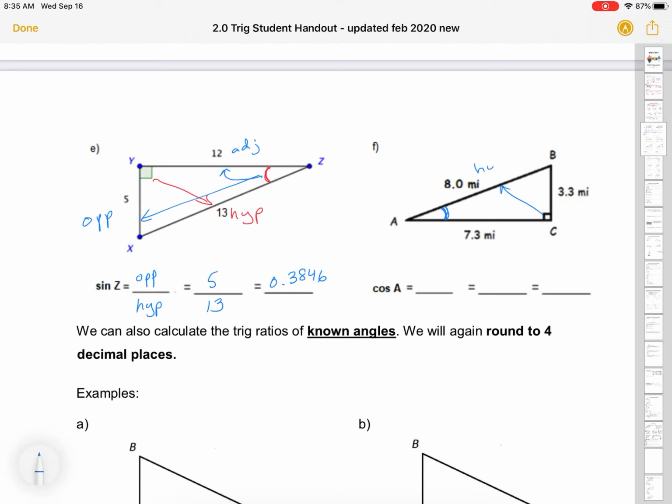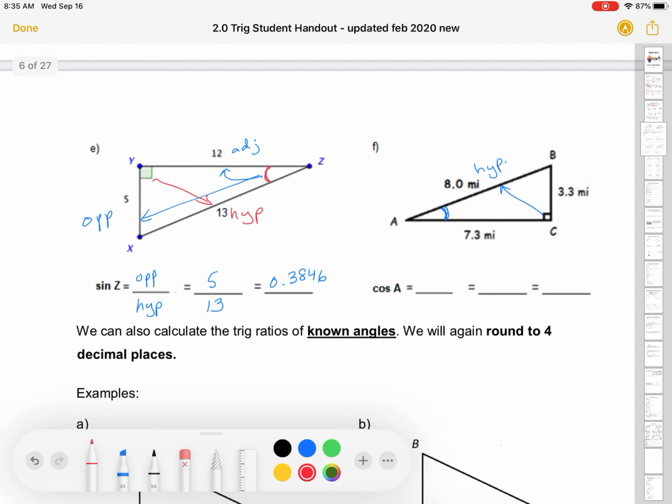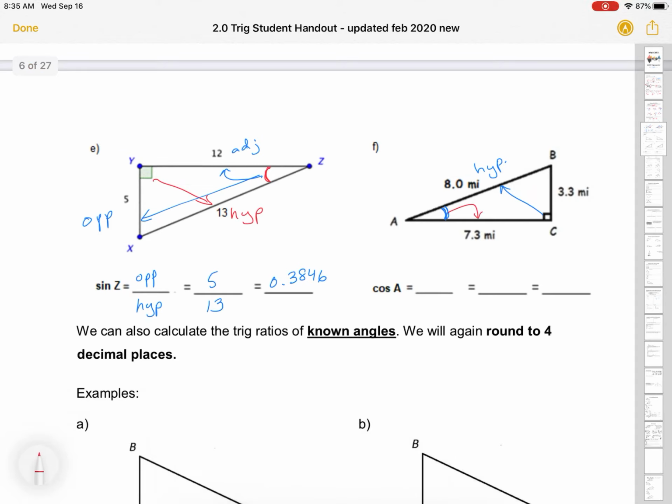And the last one here, cos of A. A is right there. Our hypotenuse is the largest side across from the right angle. Our adjacent is 7.3, and our opposite is 3.3. Cos is Cah, so it's adjacent over hypotenuse. So it's 7.3 over 8.0. So 7.3 divided by 8.0 equals 0.9125.